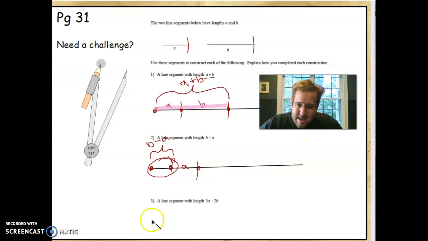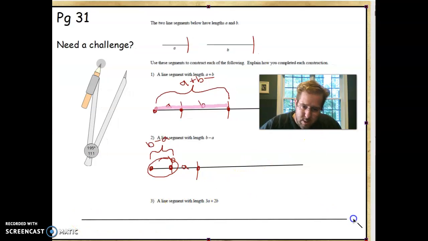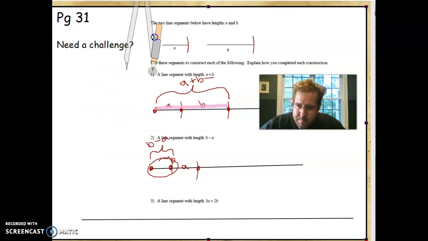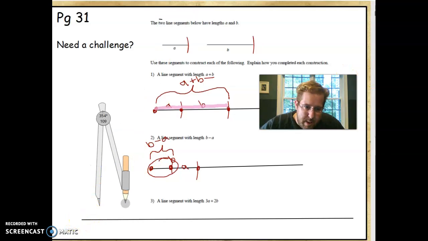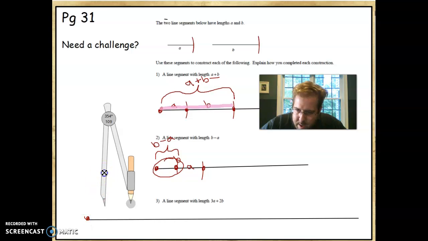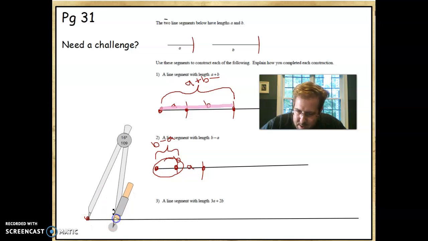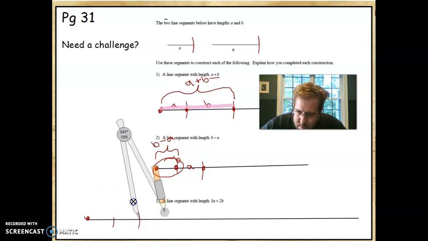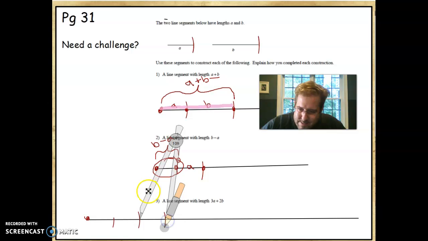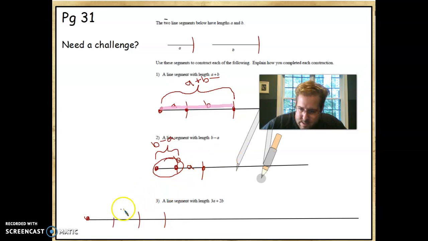All right, the next question says line segment with 3A and 2B. Now that's a lot of segments, so I'm going to make this quite long. I already have it set up. I have to be careful there. I need to recheck it now. Yeah, we're good. So we're going to start with this endpoint right here, and I'm just going to keep doing the same thing over and over again. There's 1, there's 2, and there is 3 lengths of A. So that's A plus another A plus another A.